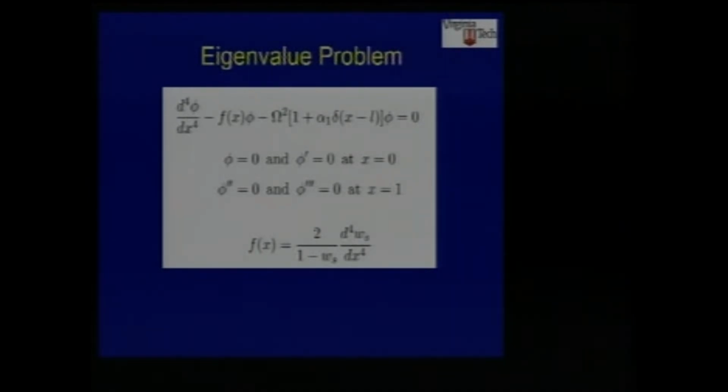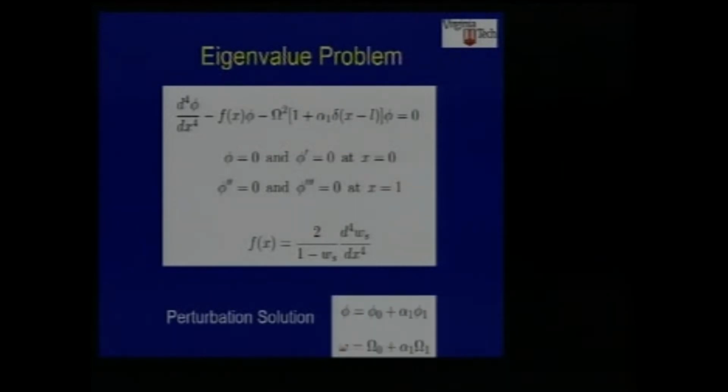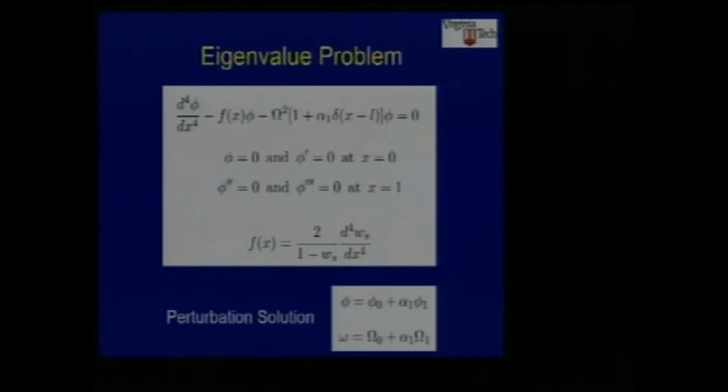Since alpha 1 is related to the ratio of the small mass which we are putting, I'm going to use it as a perturbation parameter, and to do a perturbation to determine the shift in frequency when alpha 1 is small. And so that essentially the eigenfunction is the one without the added mass, plus a small correction from the perturbation. For the frequency, it is the original frequency, and this is the shift in the frequency.